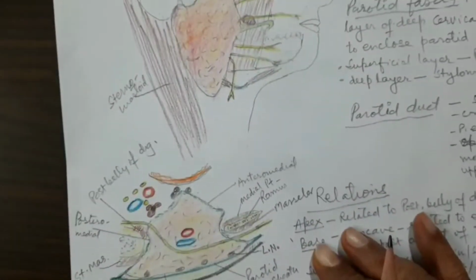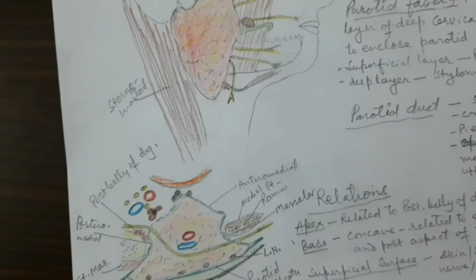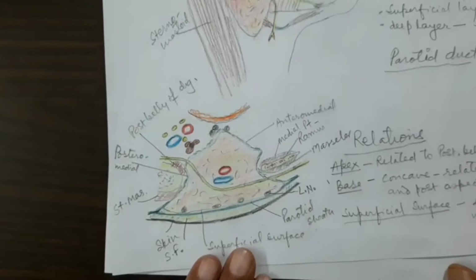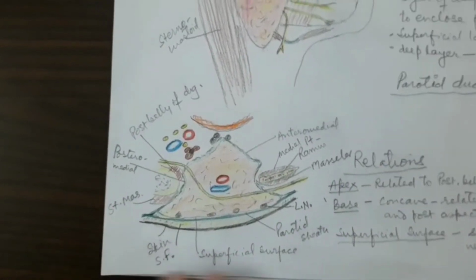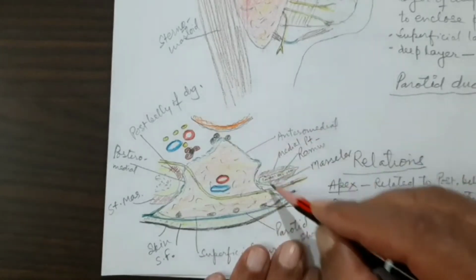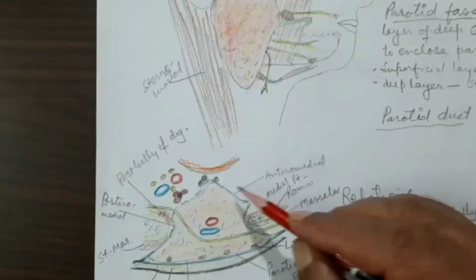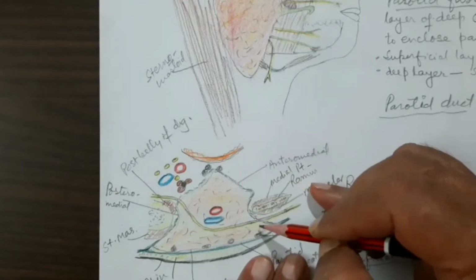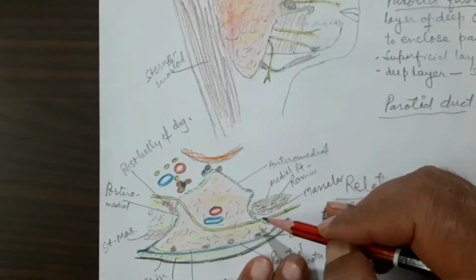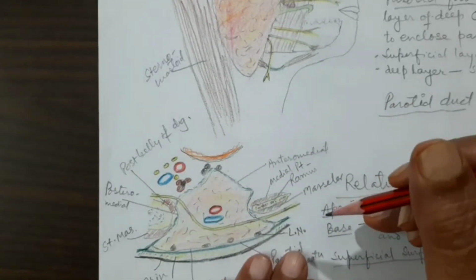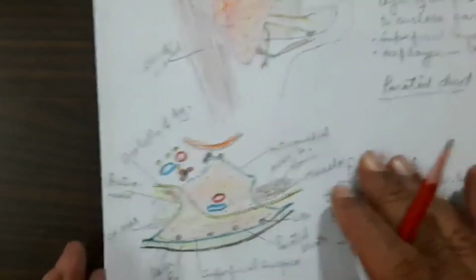Let us come to the other relations, that is, for the anteromedial surface. This is the anterior border, this is the medial border, and the surface extending between the two is the anteromedial surface. Now this anteromedial surface is in relation to the lateral aspect of the TM joint.